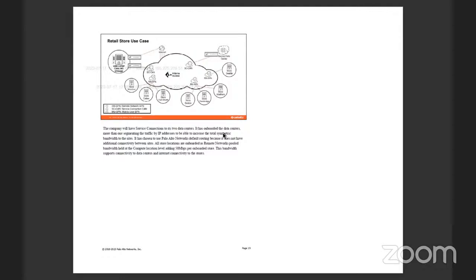In a retail store use case, we have different offices or stores. We have a store in a different location which is connected to a remote network service security processing node. We have a data center which is connected to the CAN node. All those stores as well as the data center we can configure with Prisma Access, and this is how the connectivity will look, where we will establish an IPsec tunnel from each and every store as well as the data center.